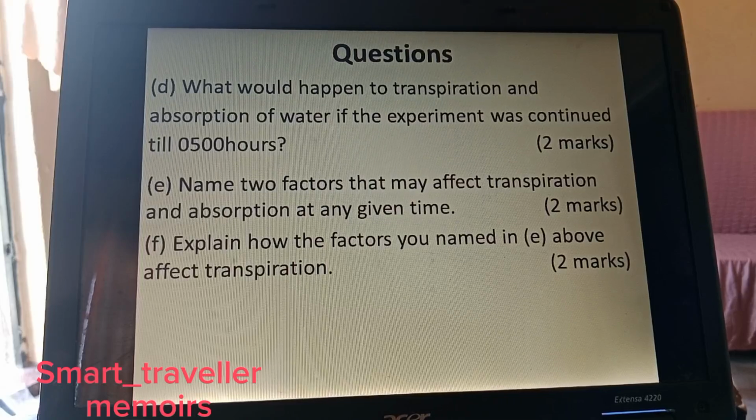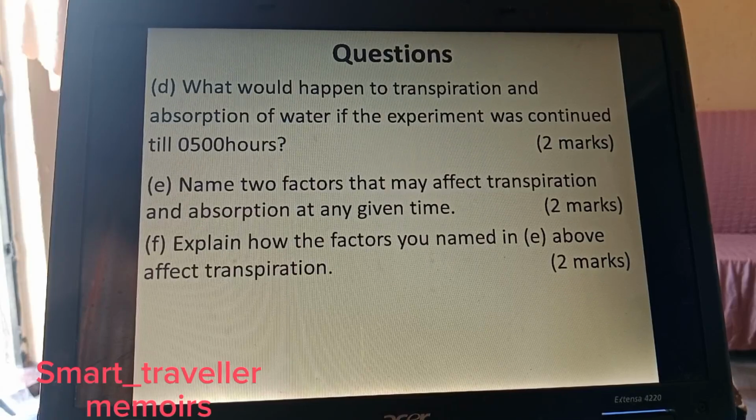What would happen to transpiration and absorption of water if the experiment was continued till 5 hours? You get 2 marks. Name 2 factors that may affect transpiration and absorption at any given time.